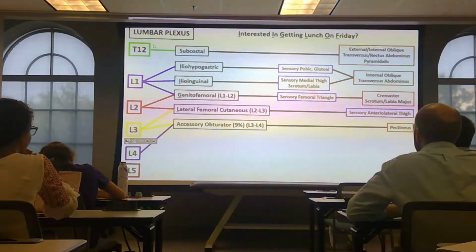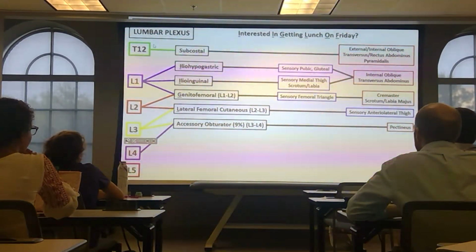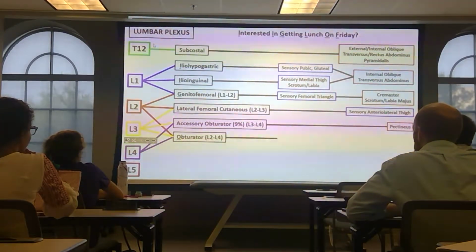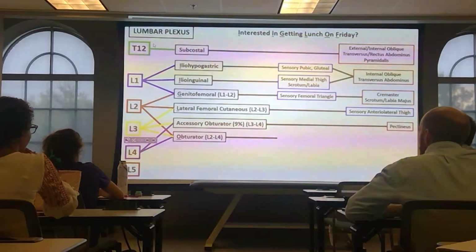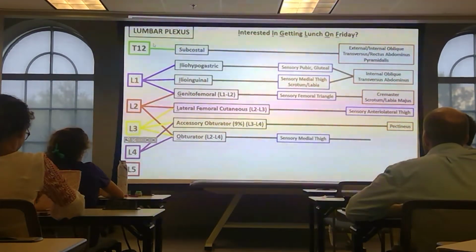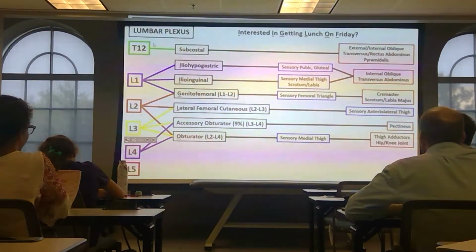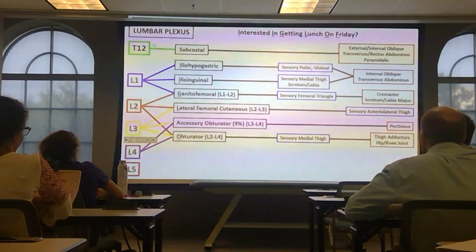Where do we get motor of the pectineus if we don't get it from this one? Remember, you got it exactly. There's our obturator. Remember, that's going to be our adductor thigh compartment. That's going to help with adduction. That's L2 to L4. Sensory to the medial thigh, and motor to all of your thigh adductors and your hip and knee joint.